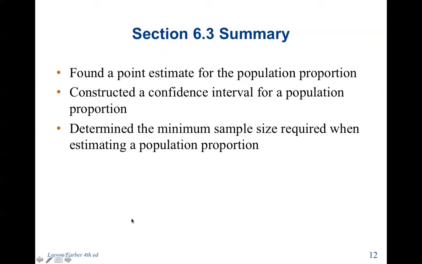So this is all we learned in 6.3. We have found a point estimate, we constructed a confidence interval, and we have determined the minimum sample size required when estimating a population proportion.